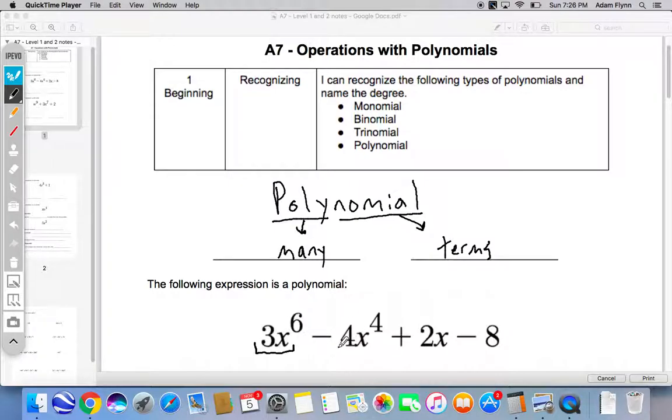Okay, 3x to the 6th is 1, negative 4x to the 4th is 1, 2x is 1, and negative 8 is 1. So in this case, a term is any expression that is separated by a plus or minus sign. So in this one, we have 4 terms. Okay, pause the video if you need more time.